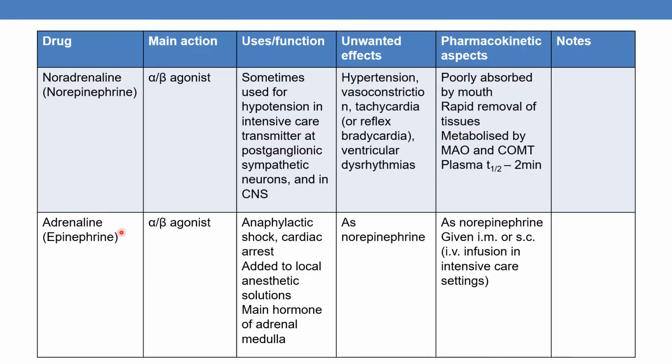The next drug is adrenaline or epinephrine. It is also an alpha and beta agonist. Coming to the clinical uses, it is used to treat anaphylactic shock and cardiac arrest, and it is added to local anesthetic solutions.